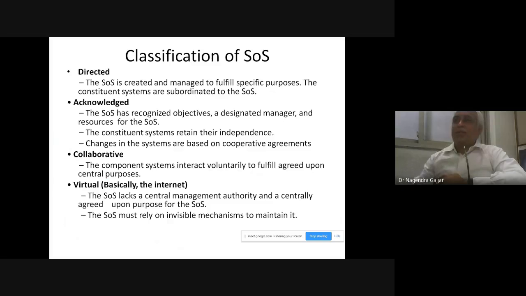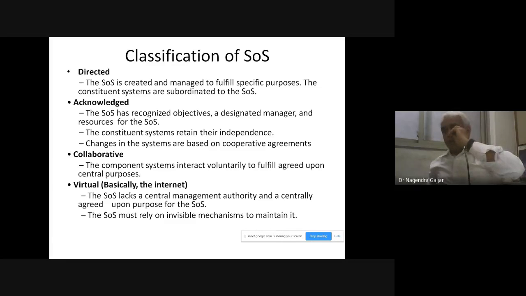So, classification of the system of systems: directed, acknowledged, collaborative, or virtual. A directed SOS is created and managed to fulfill specific purposes. The constituent systems are subordinated to the SOS, so they are referred to as directed systems. Acknowledged systems: the SOS has recognized objectives, a designated manager, and resources. So you have recognized objectives, you define different subsystems, and you have a designated manager who will be managing all the subsystems, right? So that's how it is acknowledged.